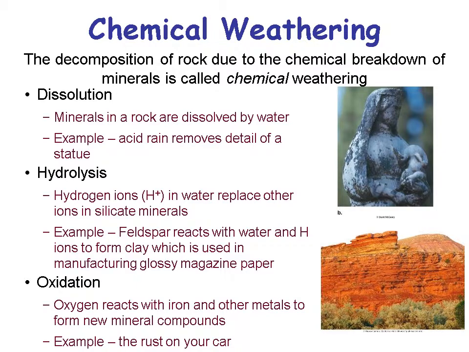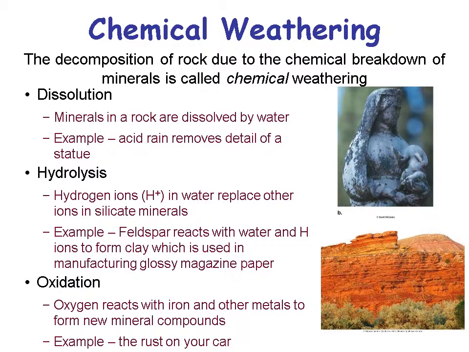Three processes that create chemical weathering are dissolution, hydrolysis, and oxidation. Well, dissolution is where minerals in a rock are dissolved by water. An example is that gravestone, that Madonna and Child. The acid rain has just removed all the details from that statue, and it was probably made of marble to start with. The acid rain just has eaten it up.